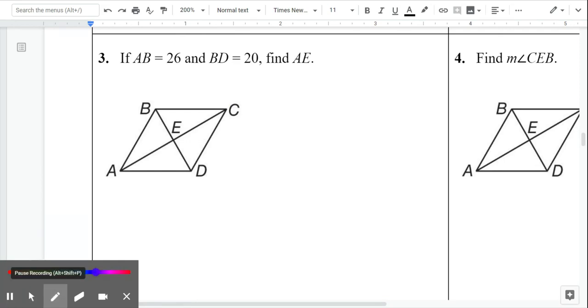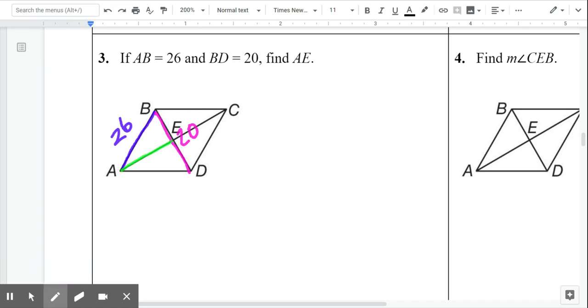Here we are on number 3. If AB equals 26, that's that, 26. And BD equals 20. Find AE. Okay, so I'm just going to call that X. Now that may look a little bit impossible, and you may not clearly see what you're supposed to do. But if you remember that this is a right triangle, I'm just going to take it out of there and just redraw it right here.